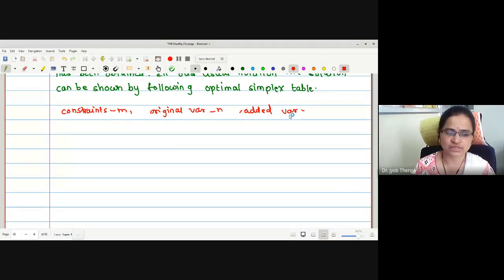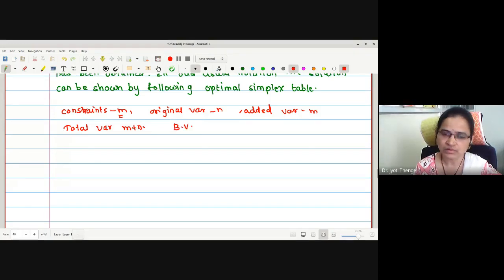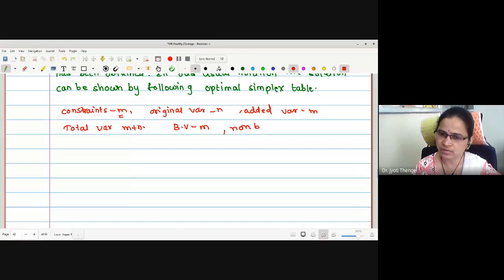Added means slack or surplus, whichever is required. To every constraint we are adding one variable, either slack or surplus. Therefore, how many total variables do we have? It is M plus N. How many basic variables? M. How many non-basic variables? N. Good. Now with this, let me write the optimal simplex table of a general linear programming problem.